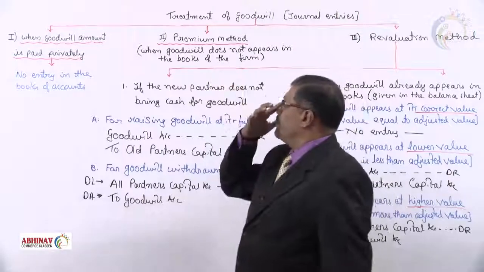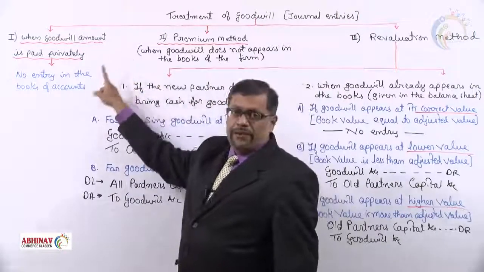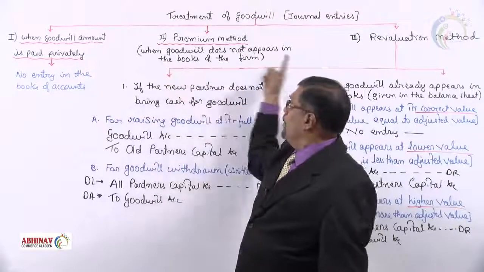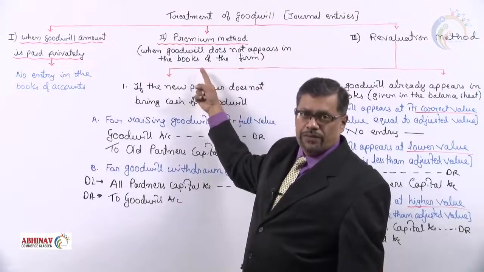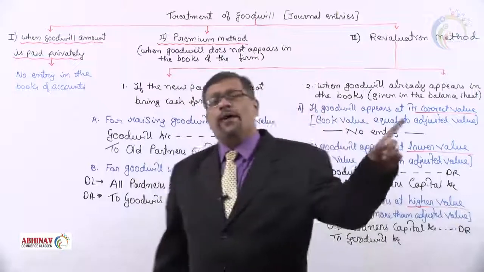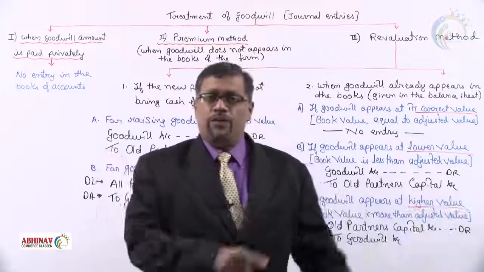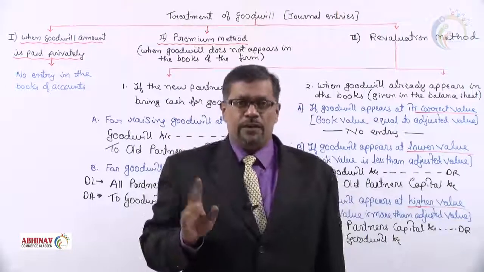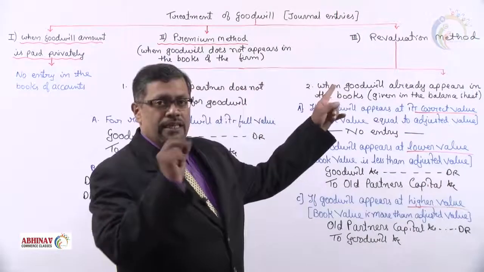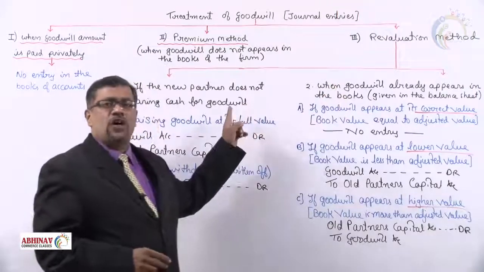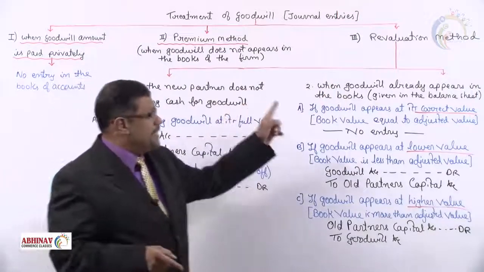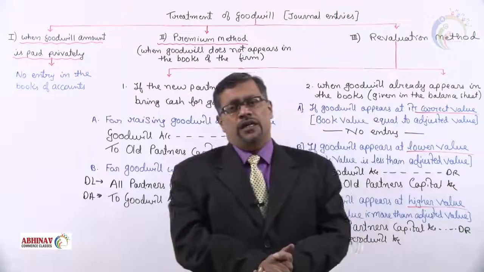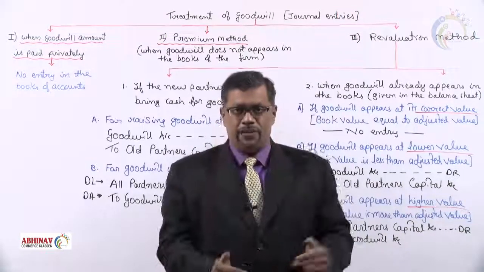Goodwill, I repeat, if the amount is paid privately, no entry. Premium method: when to go for the premium method? When goodwill does not appear in the books of the firm. In that, when cash is brought in, paid through the firm's account, or when cash is brought in, paid through the new partner's account. Revaluation method. In that, two parts: when cash is not brought in by the new partner, and second, when goodwill already appears in the books of the firm. In that, three parts.